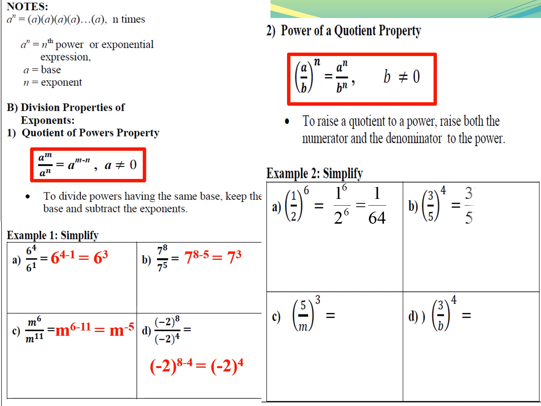Letter B. 3/5 raised to 4 equals 3 to the 4 divided by 5 to the 4, which is 81 over 625.